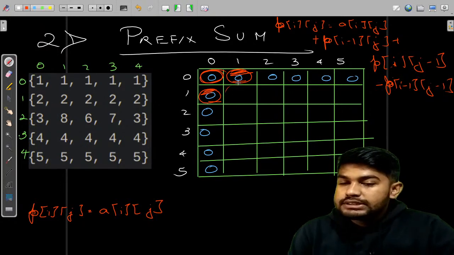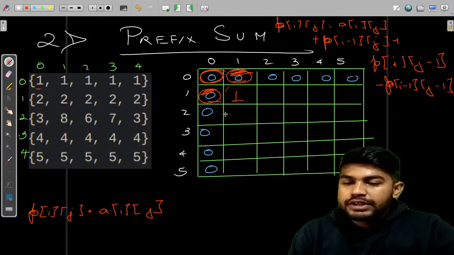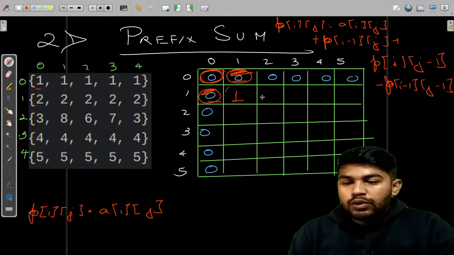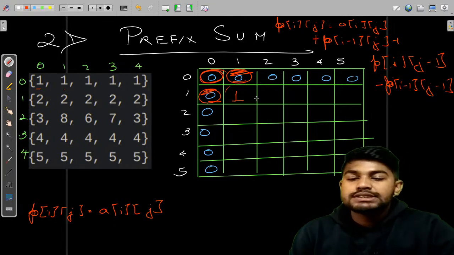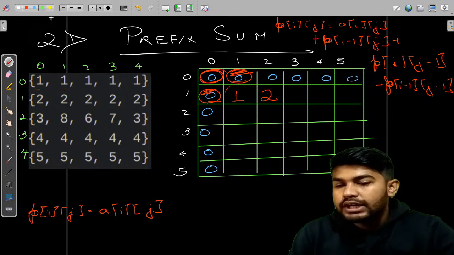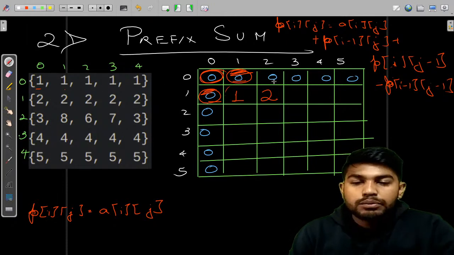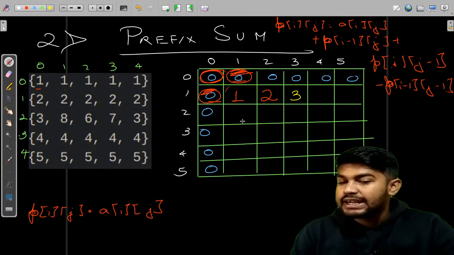Okay, 0 plus 0, 0 plus 0 minus 0 is equal to 0 only, and we have 1, so we would just write here 1. Then we come here, so 1 plus 1 plus 0 is equal to 2. 2 minus 0 is equal to 2 only. Fair enough, we proceed forward. Then we have 1 plus these 2 minus 0 plus 0 minus 0, so we have 3. Let's fill the lower values so that we have a proper understanding.